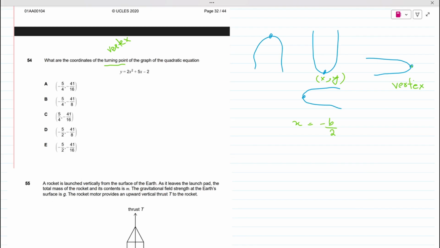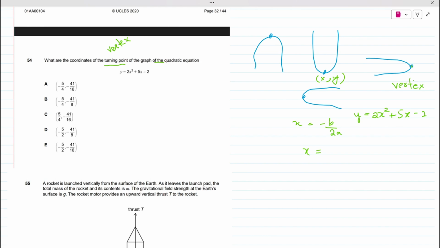For finding the x coordinate, we have the formula minus b upon 2a. If any quadratic equation is given to us, for suppose this quadratic equation, y is equal to 2x square plus 5x minus 2. For finding the x coordinate, you just have to apply this formula, minus b upon 2a.